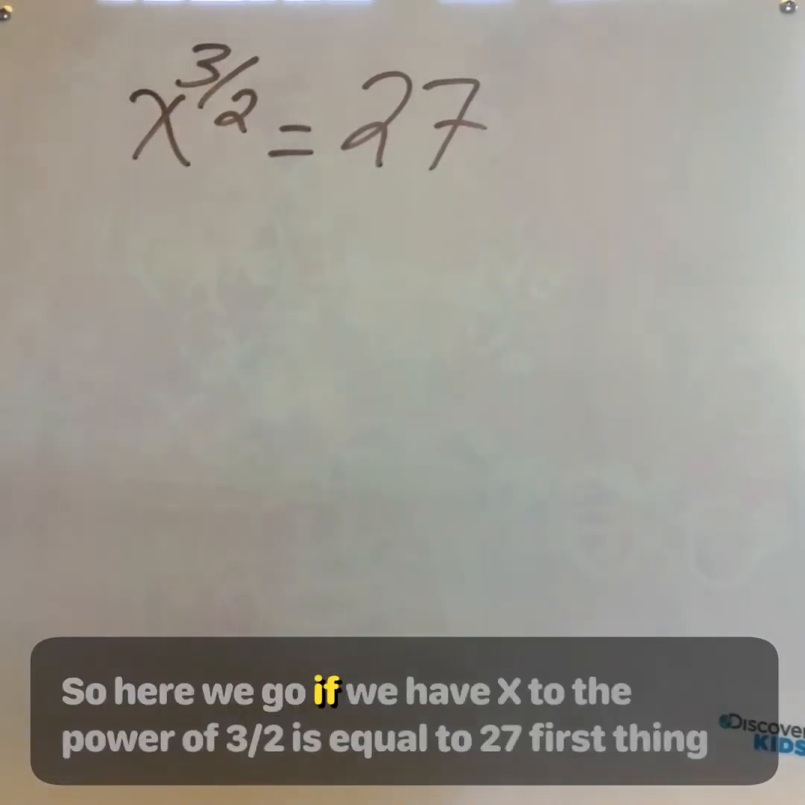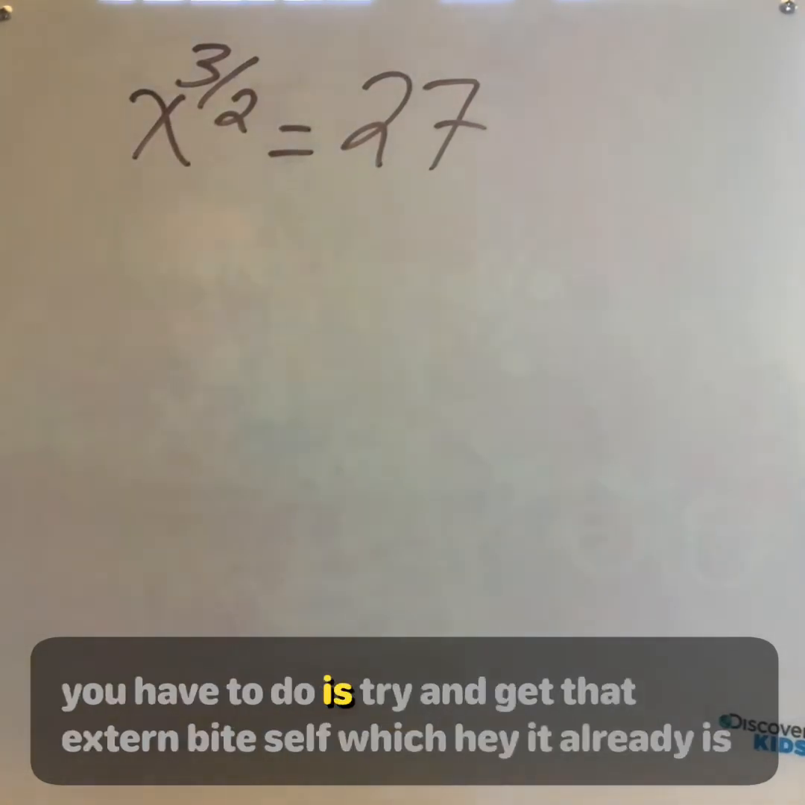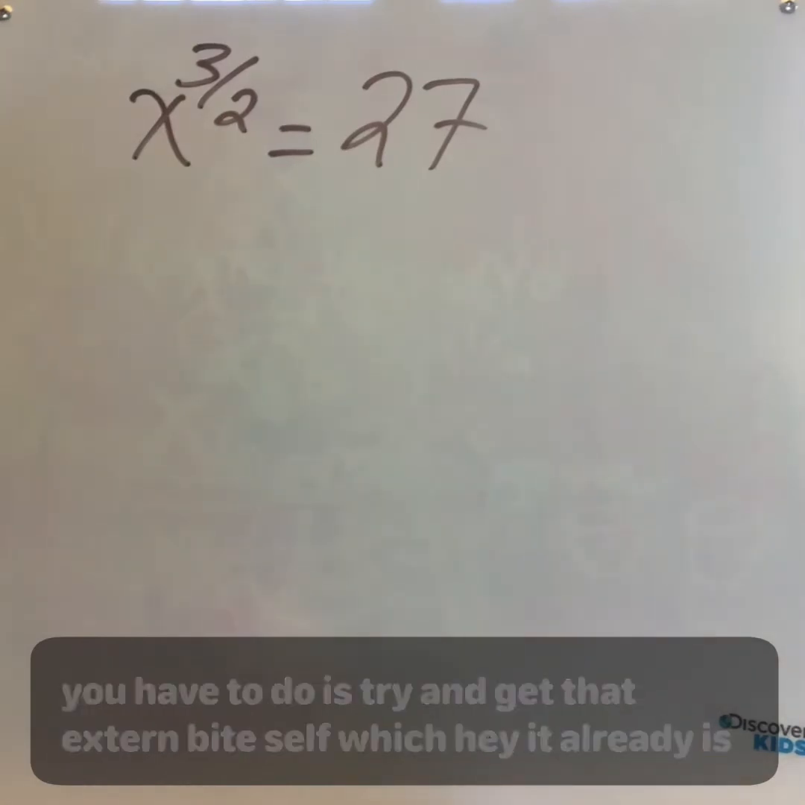So here we go. If we have x to the power of 3/2 is equal to 27, the first thing you have to do is try and get that x term by itself, which, hey, it already is. That's good.